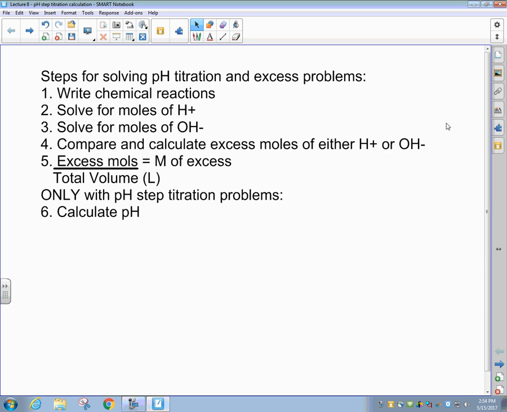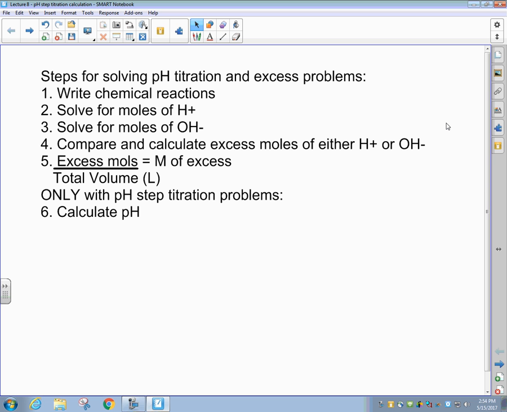All right. Today's lecture will be on pH step titration calculations. We've examined titrations at this point during the school year. Titration is mixing an acid or a base using a burette to try and achieve the equivalence point where the moles of hydrogen ion equal the moles of hydroxide.